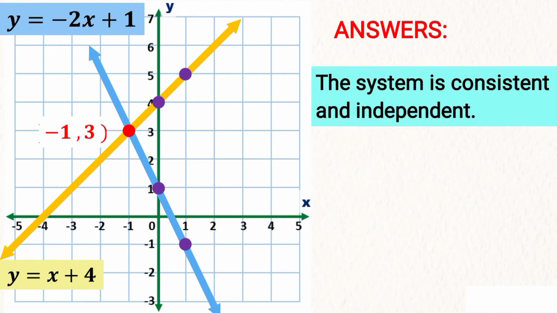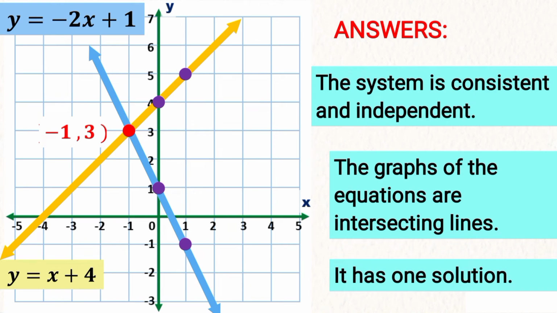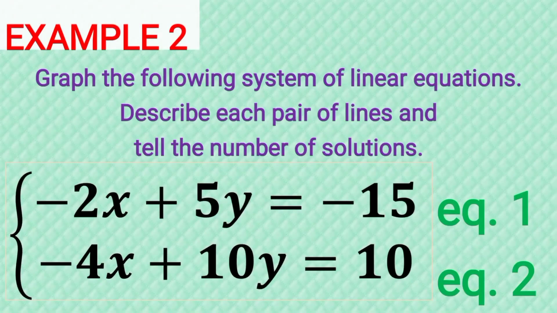So again, the system is consistent and independent. The graphs of the equations are intersecting lines, and it has only one solution. For example number 2, graph the following system of linear equations, describe each pair of lines and tell the number of solutions.